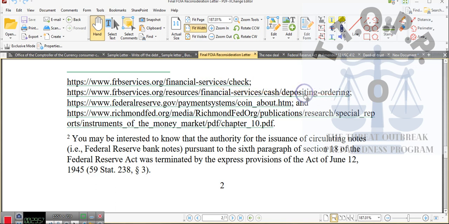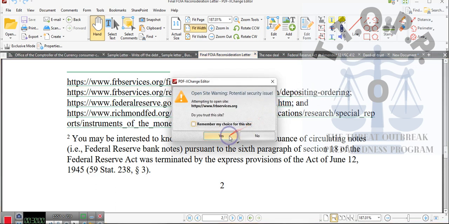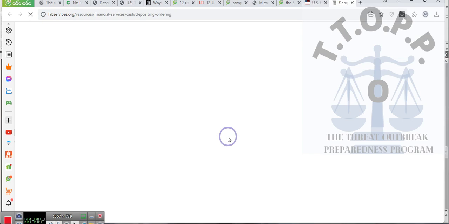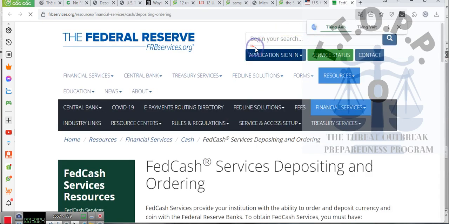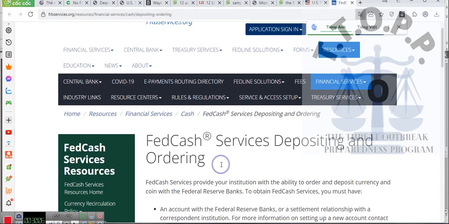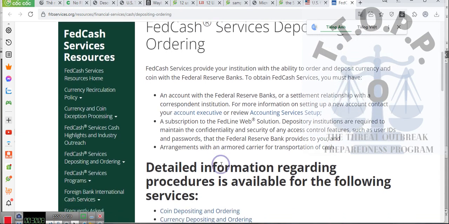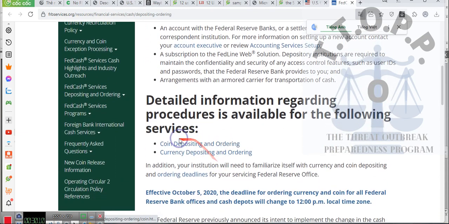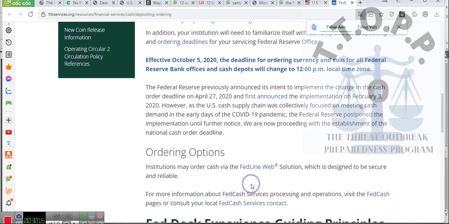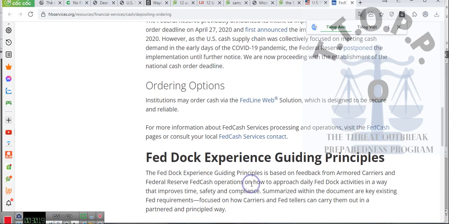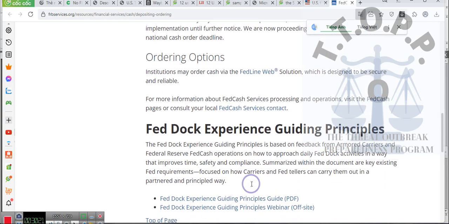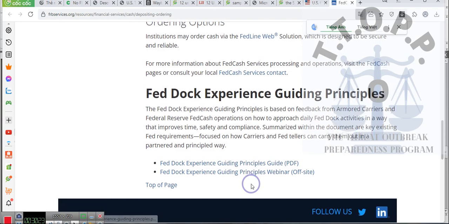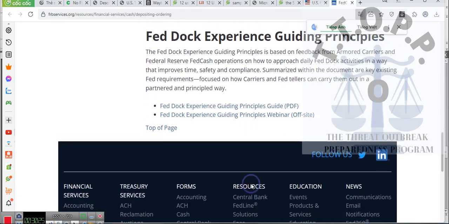Where's the one with order? Checks, cash deposit, ordering. There it is. Okay, and it's going to take me here. I must have clicked off of it. Cash servicing. Ladies and gentlemen, coin depositing and ordering. Currency depositing and ordering. Go ahead and read it. Do you know that you can order Federal Reserve notes? That's right, application. Promissory note better attach.